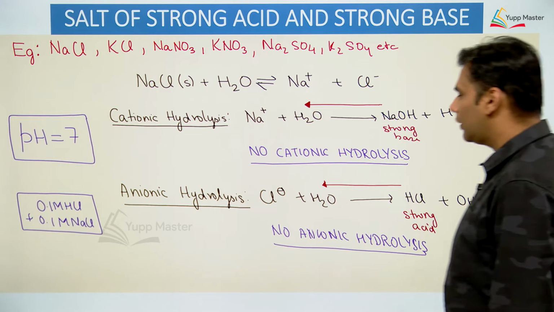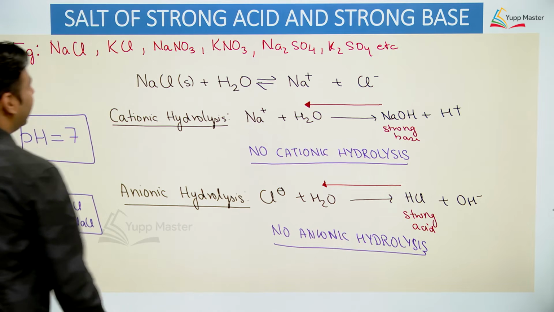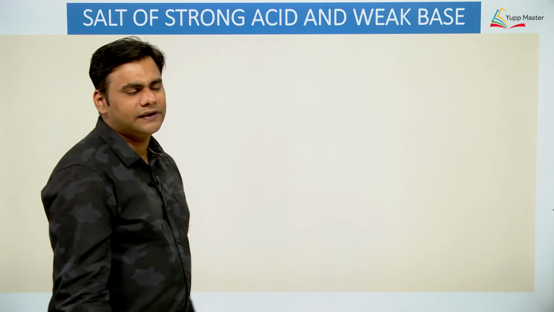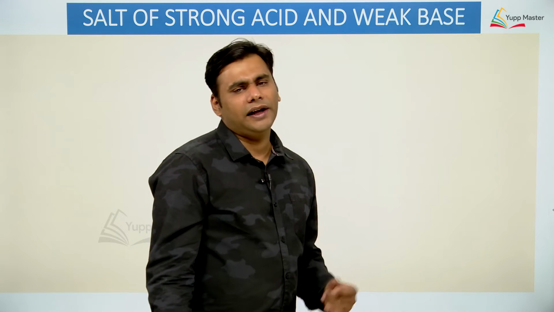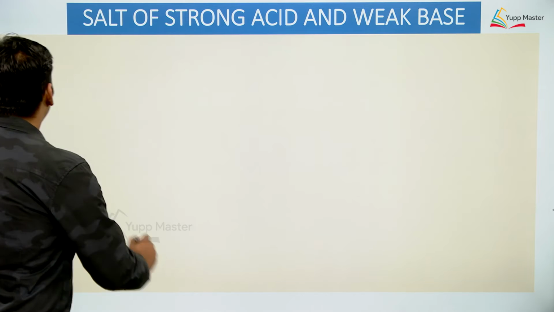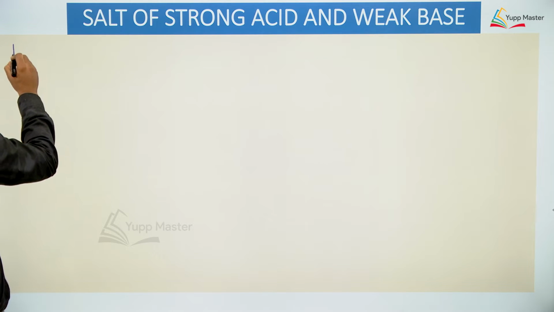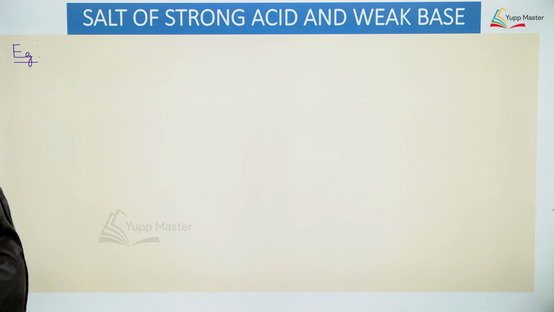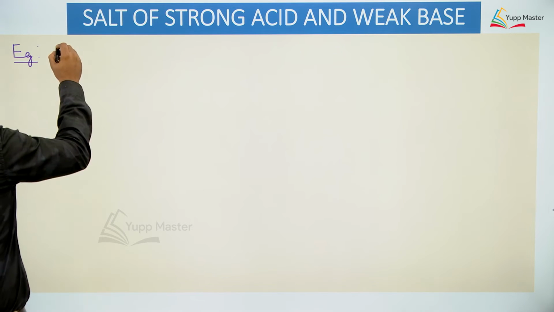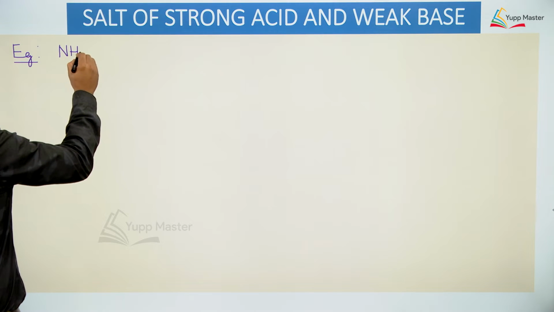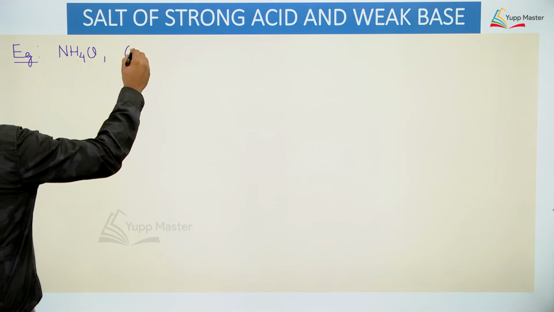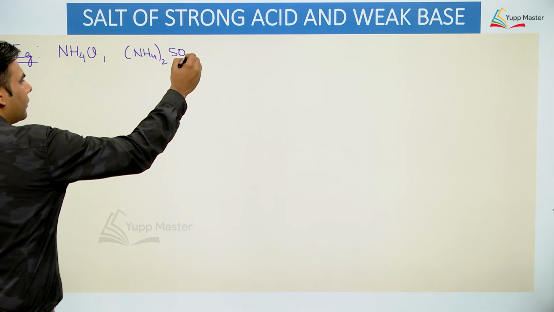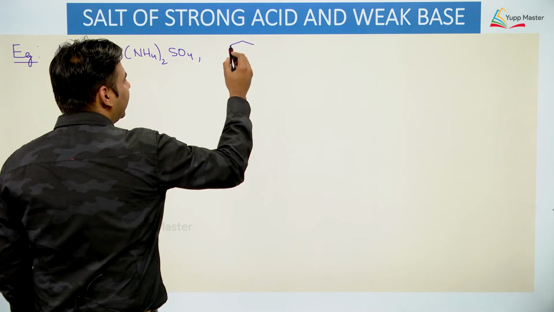Okay. So let us come to the second case, that is salt of strong acid and weak base. Now we know that organic bases or ammonia, methylamine, these are all weak bases. So let us consider a few examples. We know that ammonia is a weak base, so ammonia reacting with HCl gives ammonium chloride, or say ammonium sulfate, or say pyridinium salts.